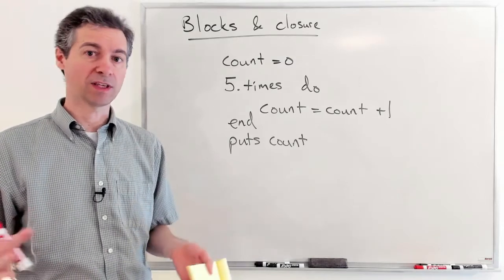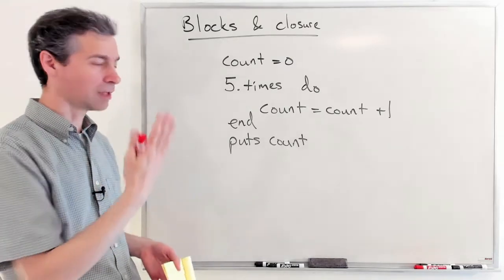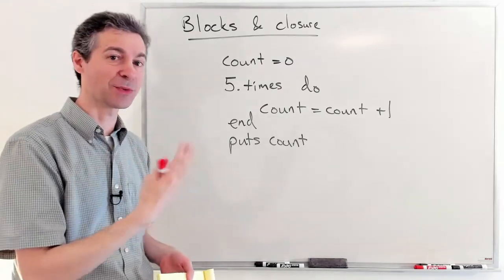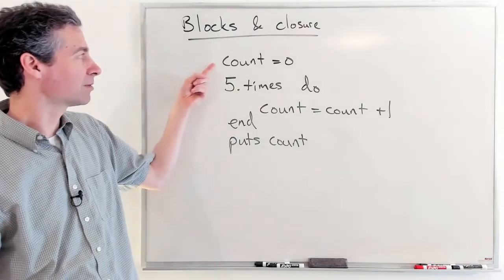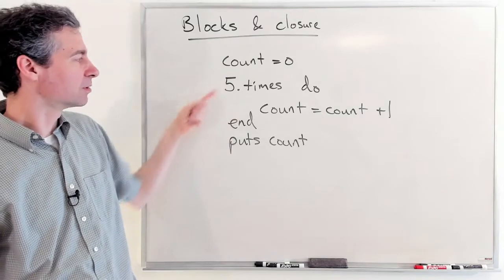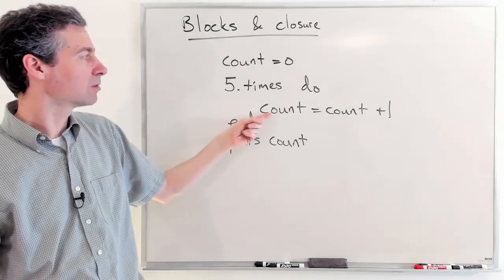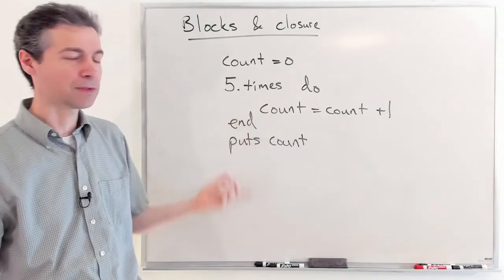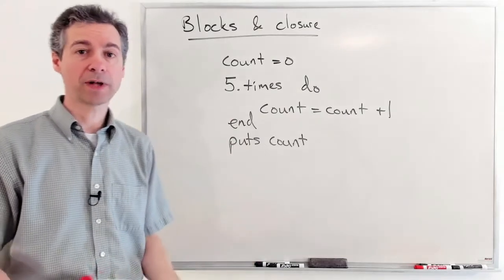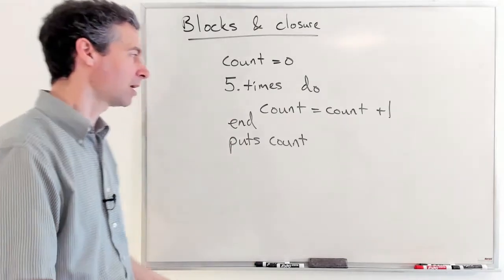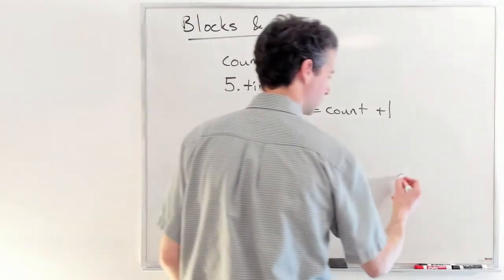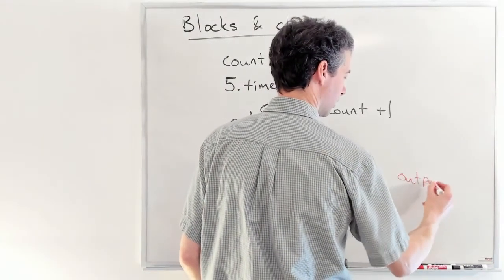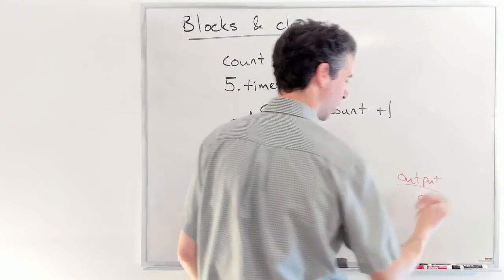The great thing is it works the way you think it's going to work. It looks like we're going to start with count 0, and we're going to do this loop 5 times, and so count should become 5 at the end. And that's exactly what happens. All right. So again, yes, the output is, we output the number 5.